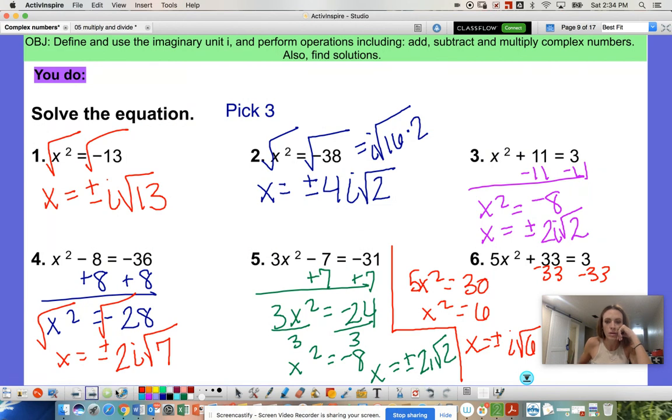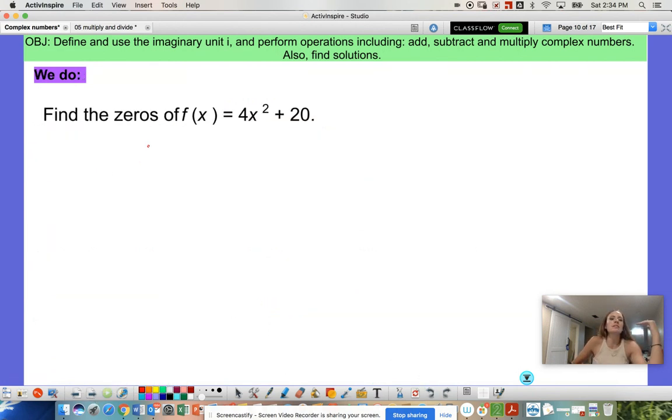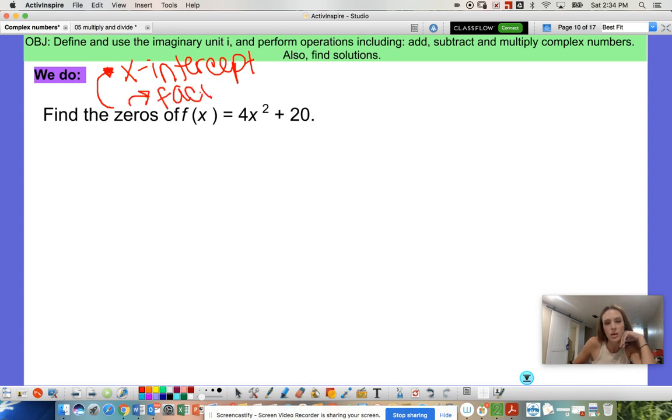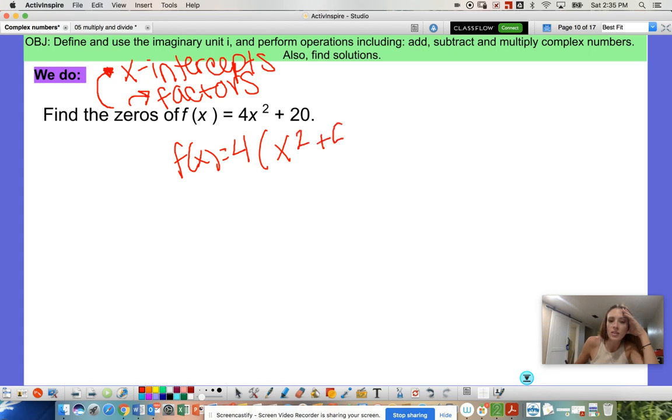Okay, so find the zeros. I've warned my students, and I believe most of you guys should know from your teachers, that a zero is an x-intercept. So sometimes we refer to them as factors as well. So factors, zeros, x-intercepts, all the same thing. So for this one, we can factor out what we want here. And so they both have 4 in them, right? So let's just call this function f of x is 4 times x squared plus 5.